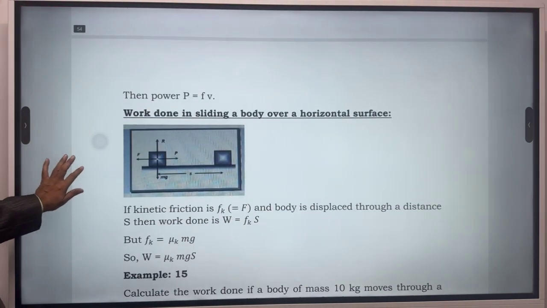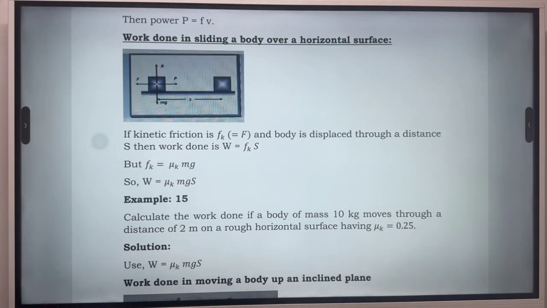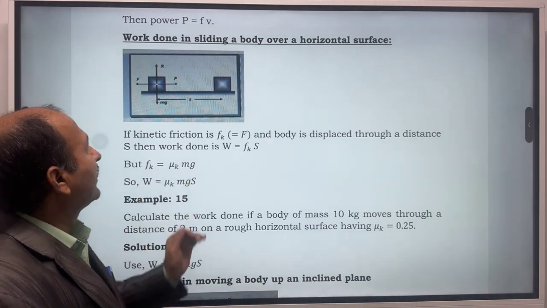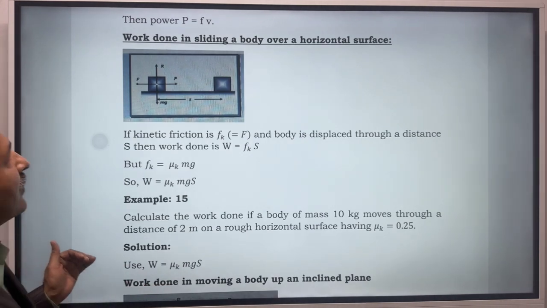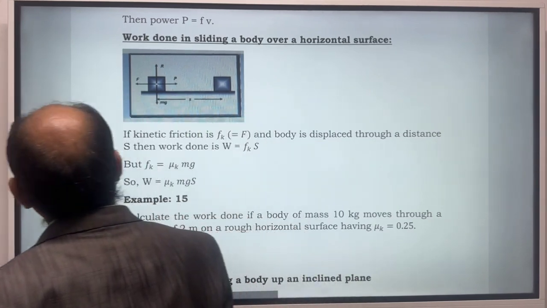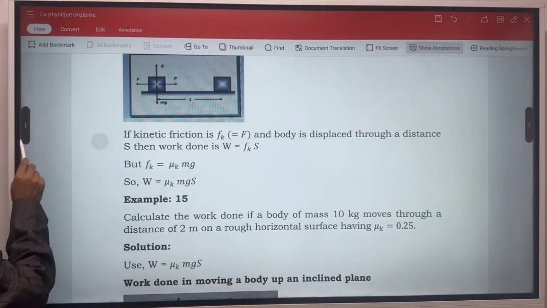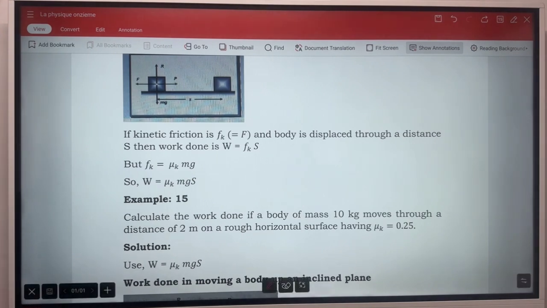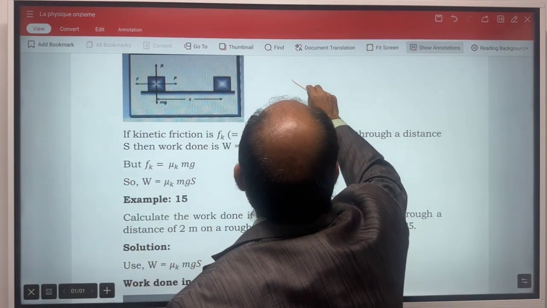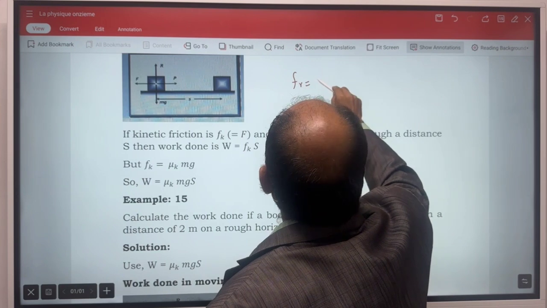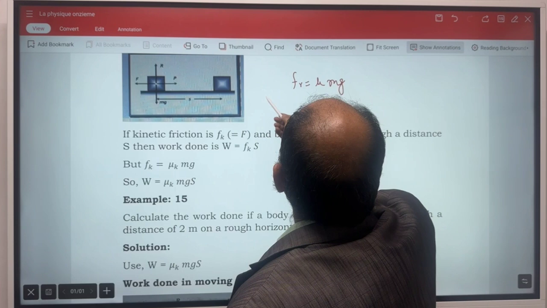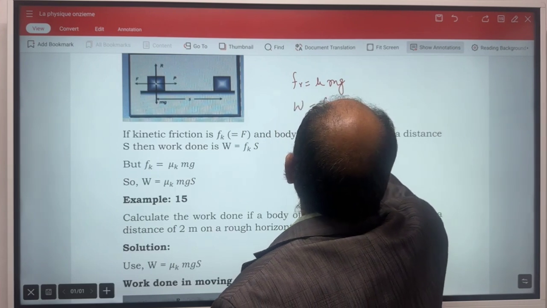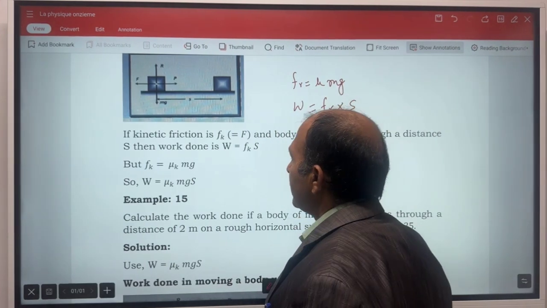Now, work done in sliding a body over a horizontal surface. Suppose you are pulling the object, so definitely there will be an opposing force. You can calculate that opposing force, and then the work done will be equal to that opposing force times the distance moved. First we find the force of friction. Force of friction is mu times mg, and suppose the body moves through a distance s, then work will be Fr times s. So it is a simple thing.